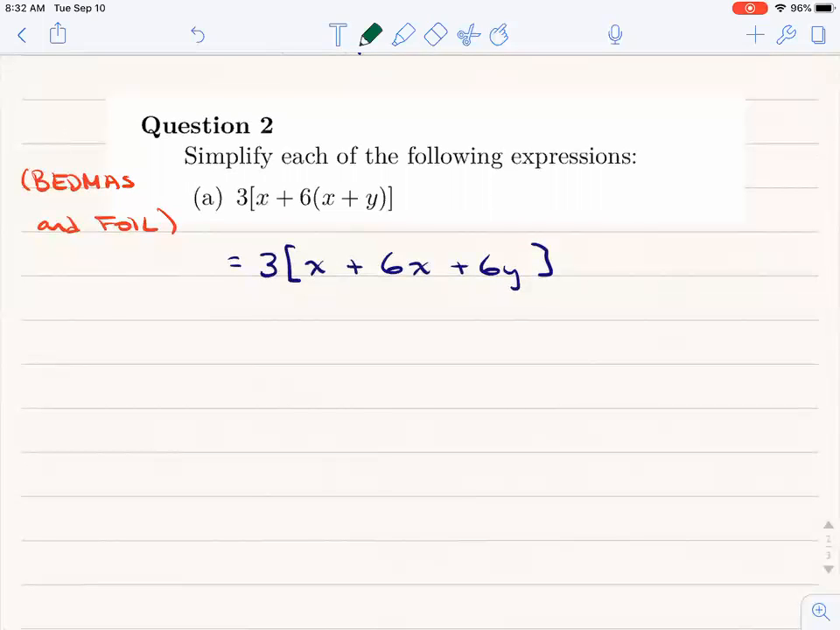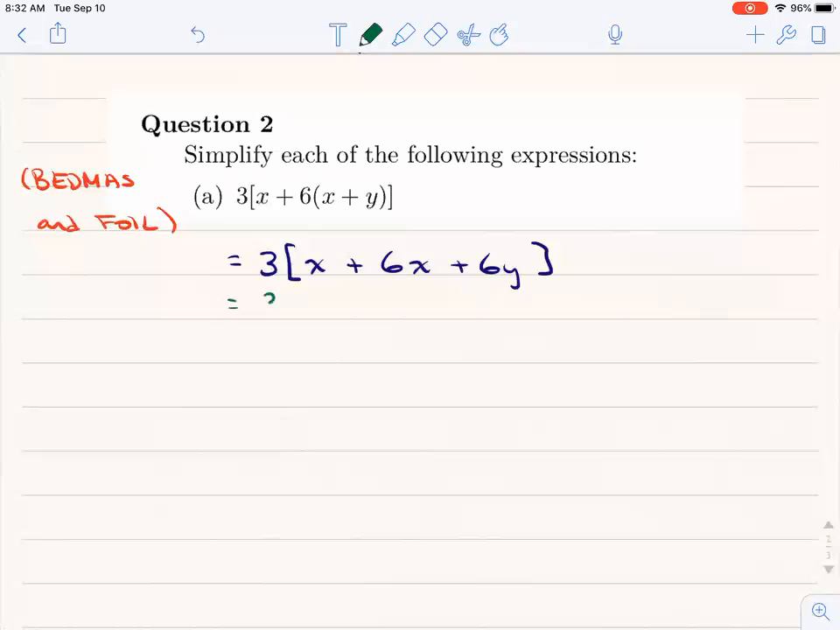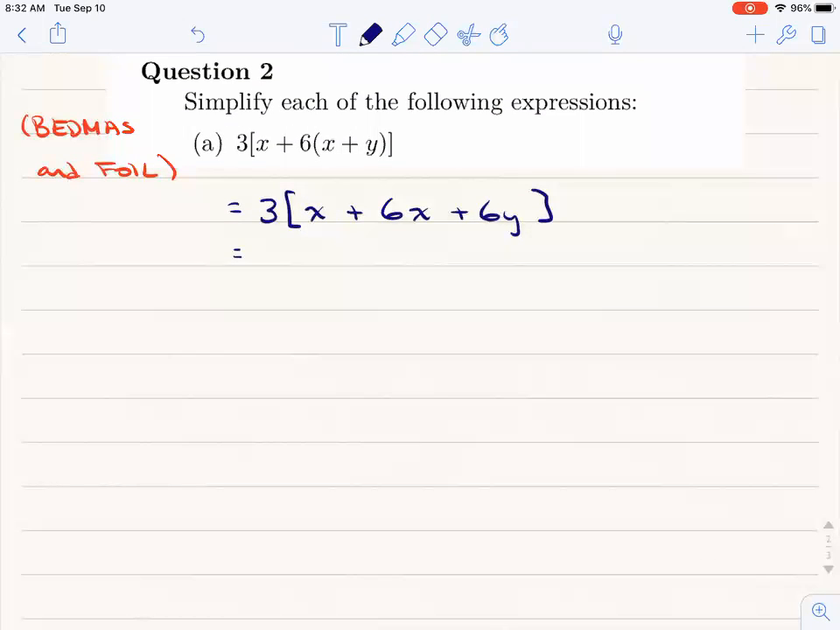So now these guys are all willing to play ball, right? We've got x plus 6x plus 6y, so we've only got addition in here, right? And so we can combine the x and the 6x. So now we have, whoops. Oh, green's nice too, but I prefer blue. So x plus 6x is 7x. 6y we can't do anything with, right? There are no other y's. So we're stuck. Okay?